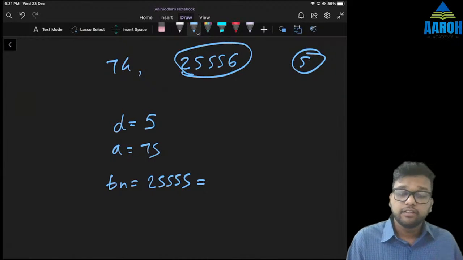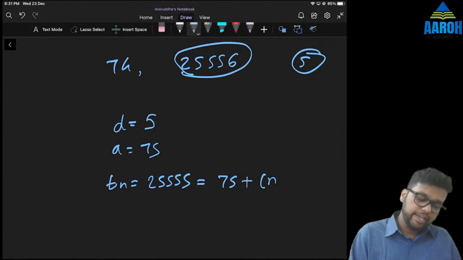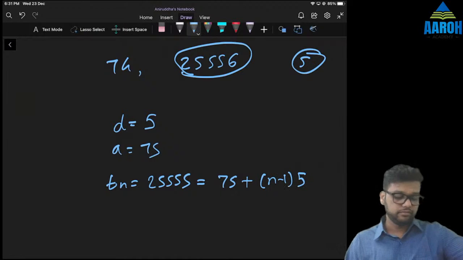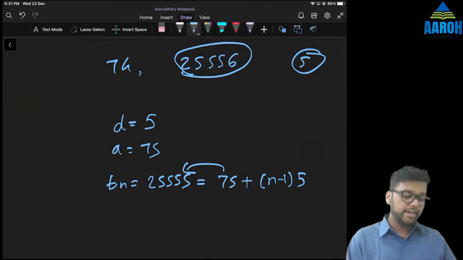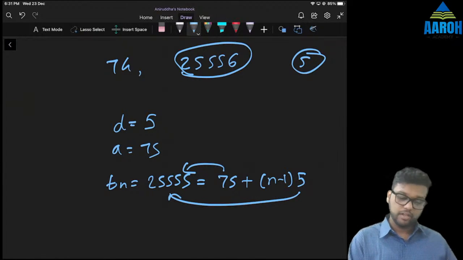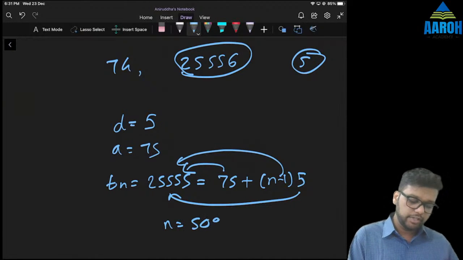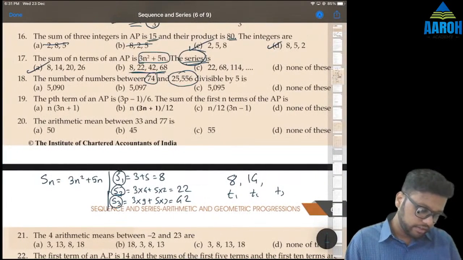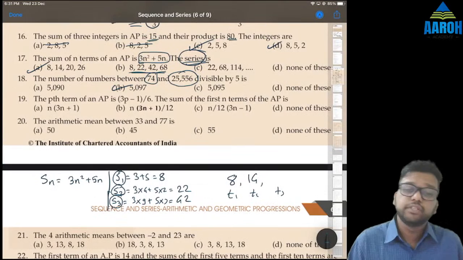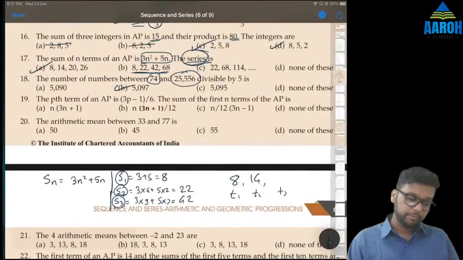So let's find n. How many terms are there? Tn is A plus n minus 1 into d. So on the calculator, 25555 minus 75, then divided by 5, and then plus 1. That gives us n as 5097. 5097 is n. We want the number of numbers, so that is 5097.